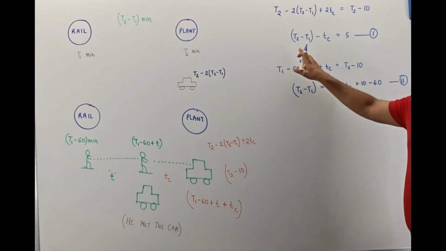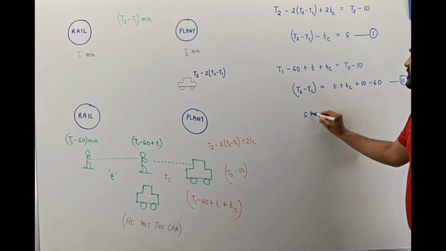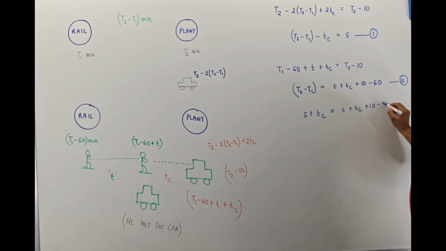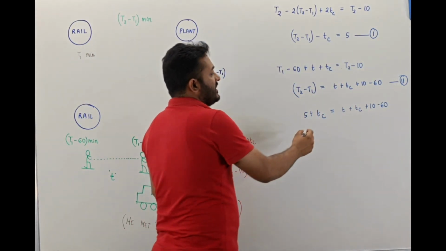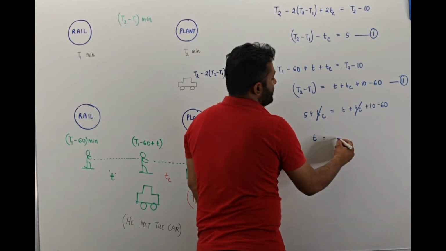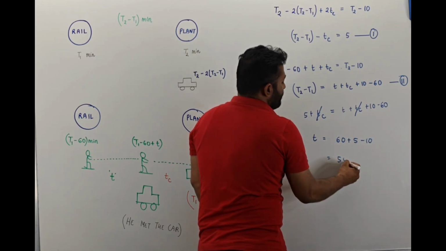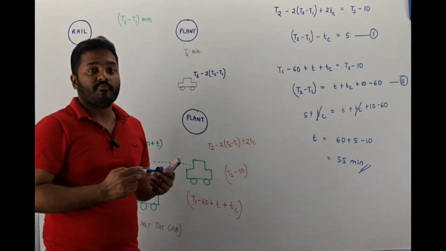So from here, if we equate T2 minus T1 on both sides, then we can say 5 plus Tc is equal to T plus Tc plus 10 minus 60. Over here, Tc chops out, and T, that is the duration for which the man walks, is 60 plus 5 minus 10, that is 55 minutes, which is the correct answer for this particular problem.